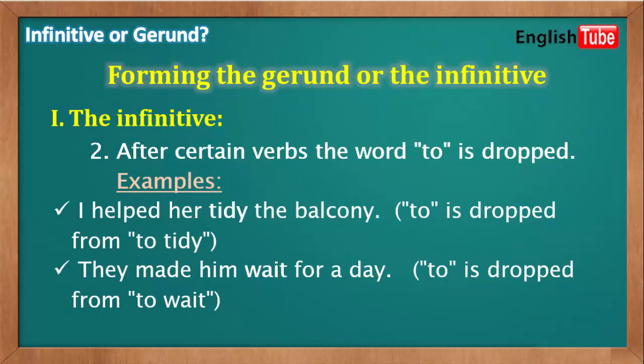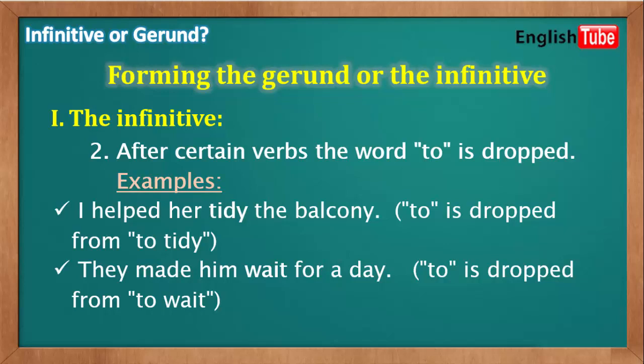So after certain verbs, the word to is dropped. Okay, so the infinitive is not always to plus verb base, but there are certain very few cases in which you can find a verb that takes no to. You can find an infinitive form without to. So with certain verbs, we can take as examples the verbs help, make and then let. These are some of the examples, very few examples in which the infinitive takes no to anyway.